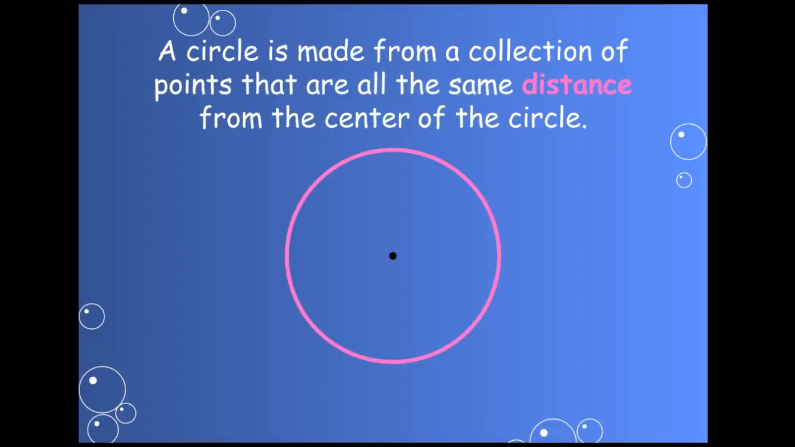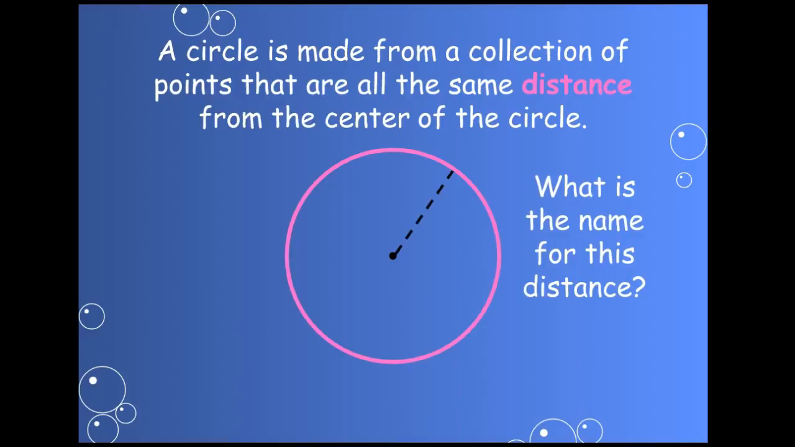A circle is made from a collection of points that are all the same distance from the center of the circle. So my question to you is, what is the name for this distance? Yes, the name for the distance from the center of the circle to the outside point is the radius.